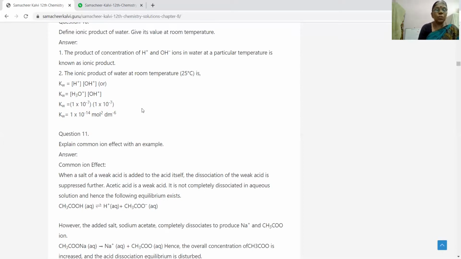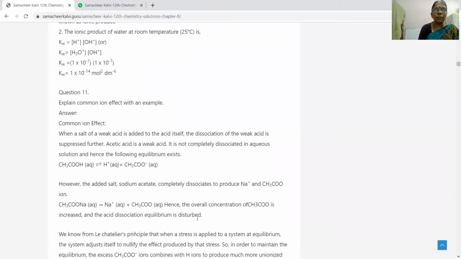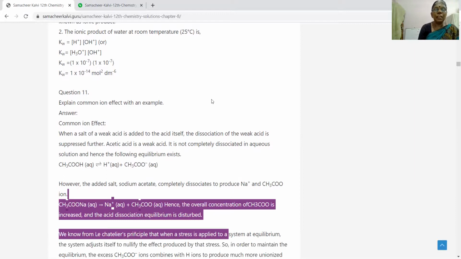Those are the 10 questions I gave you, and you have to revise the remaining ones. I gave them in the form of a PDF, and you have to see the remaining questions and answers and revise them.